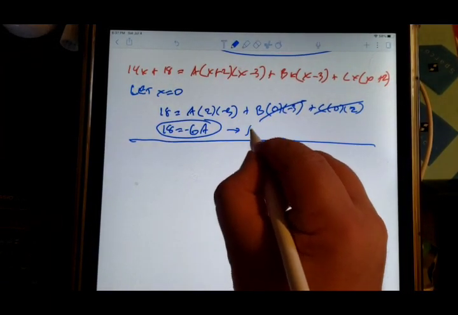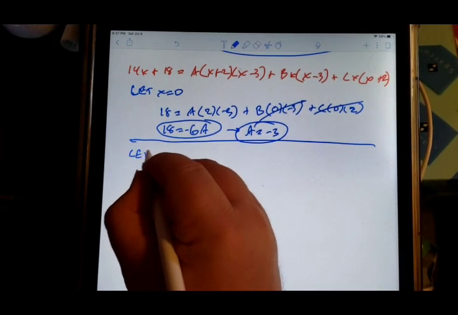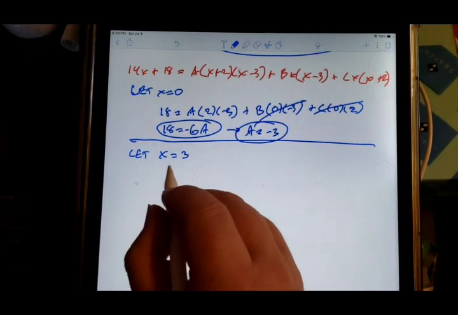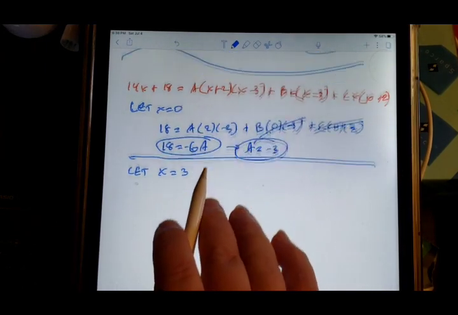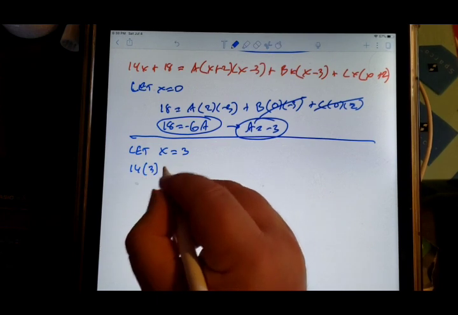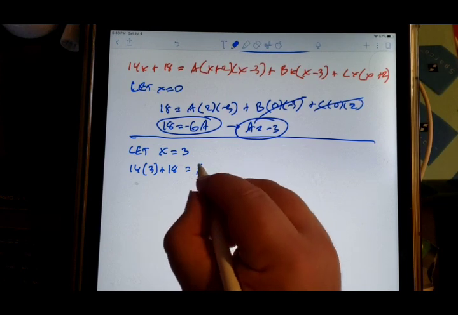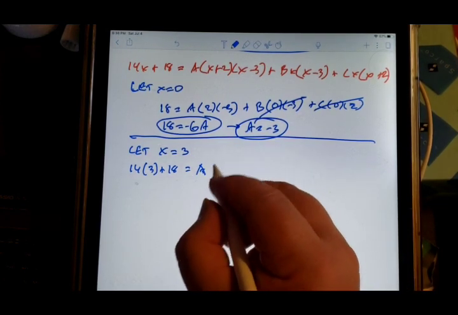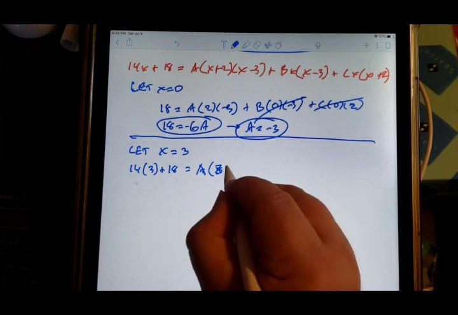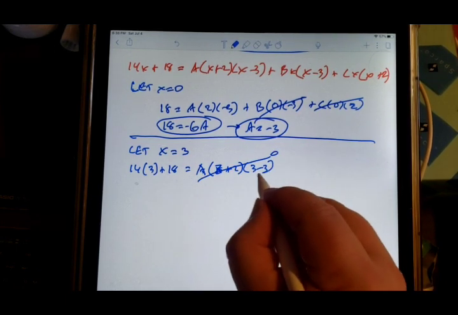Confirmed that a is equal to negative 3. Let's pick another one. Let's let x equal 3. Now if x equals 3, it's going to be a little bit of work here. 14 times 3 plus 18 equals, well, the a is going to drop out of this because 3 rather plus 2 times 3 minus 3, there's my 0.